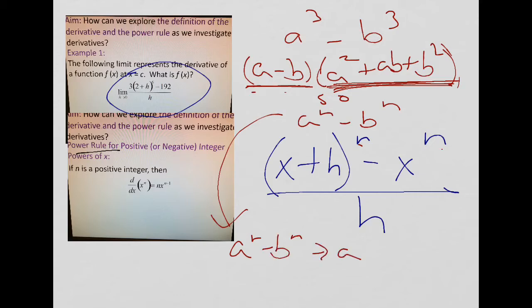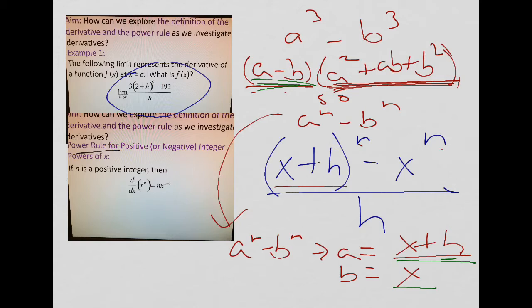Establish that a is some factor, let's call it x plus h, then b would be just the x value. Why would b be x? Because we have a minus b here. We're talking about a factor. So a minus b, if we do a minus b, we end up with just h.